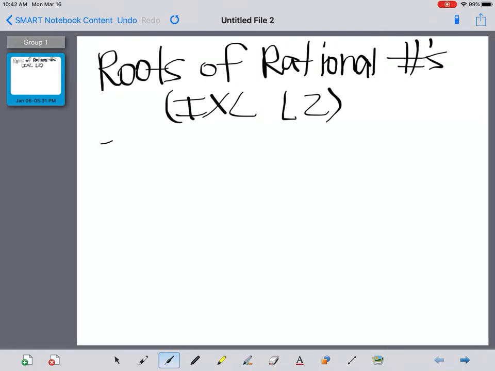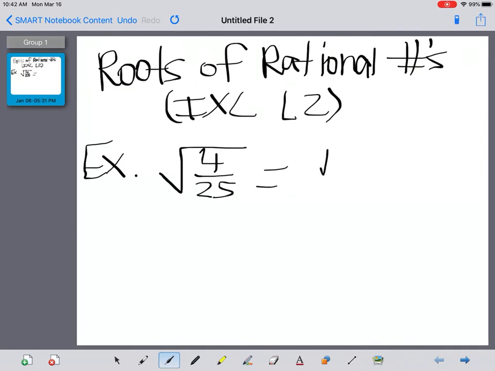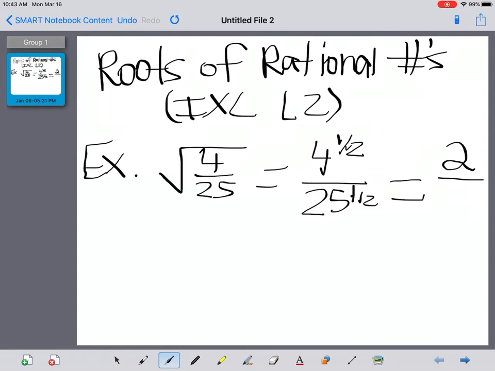Let's look at this one. We're going to have the square root of 4/25. This one's actually very easy. If I'm doing the square root, that's the same as doing it to the 1/2 power. Or you should already know your perfect squares, so you could write it this way, but you don't have to. It'd be 4 to the 1/2 over 25 to the 1/2, but this step really isn't that necessary. The square root of 4 is 2, and the square root of 25 is 5. So my answer would be 2/5.